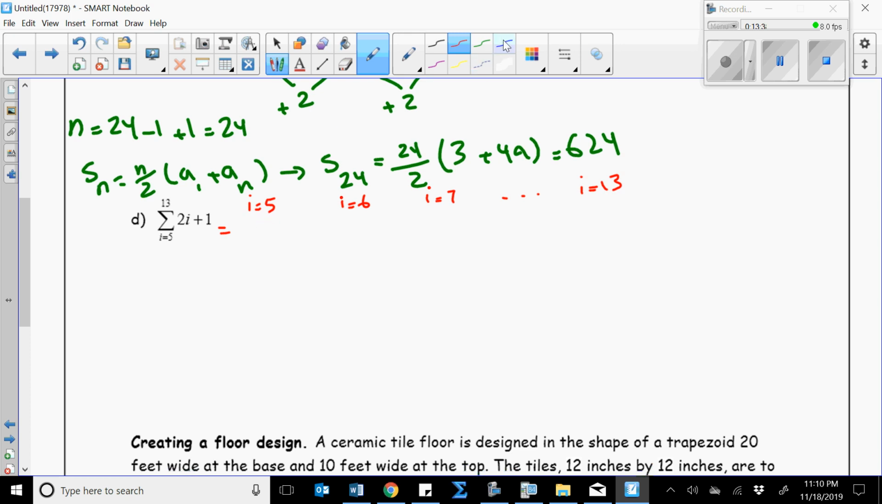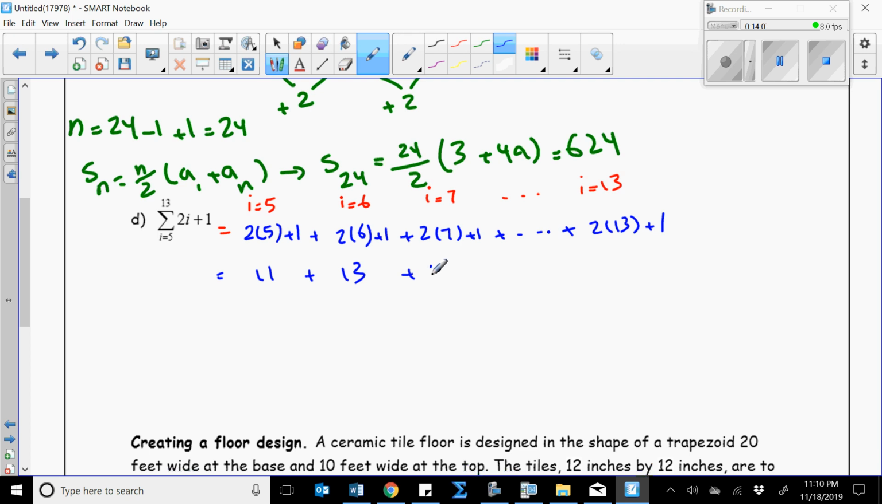When I is equal to 5, so the term will be 2 times 5 plus 1. Then 2 times 6 plus 1. Then 2 times 7 plus 1. And then the last one is 2 times 13 plus 1. So the terms will be 11 plus 13 plus 15, and the last one will be 27.